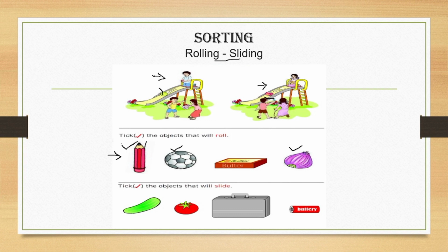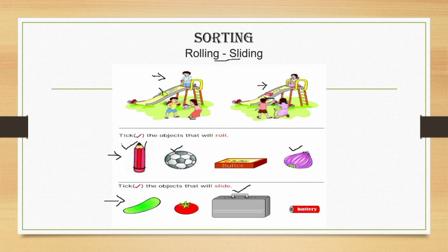Got it? Okay. In the next picture, we have to tick the objects that will slide. The first one is a cucumber and it has a curved surface or it's a circular shape. So it will not slide. It will roll only, right? And the second one is a tomato. Tomato also will roll as it has a circular shape. The third one is a suitcase or a box. We can take it as a box. The box is an object that will slide, right?